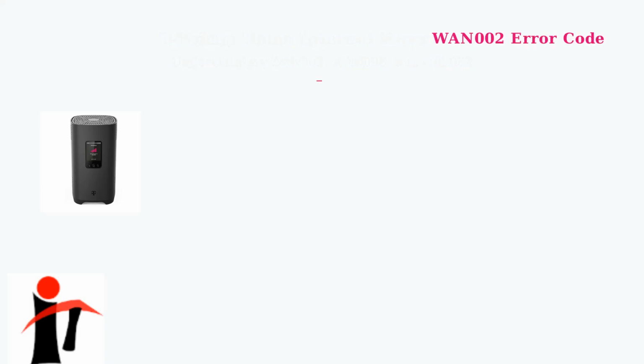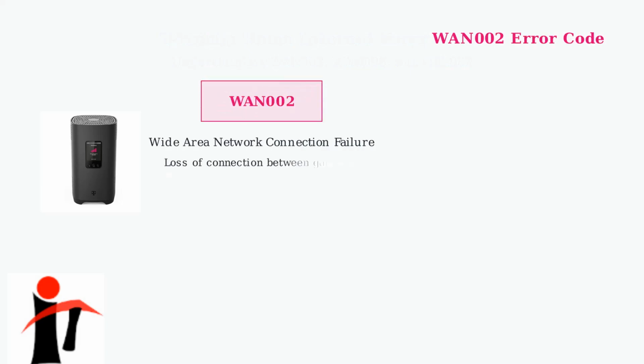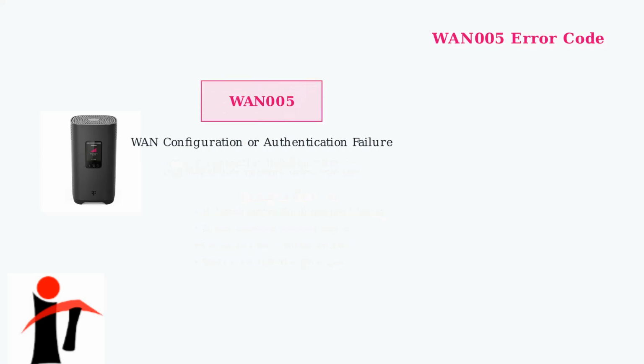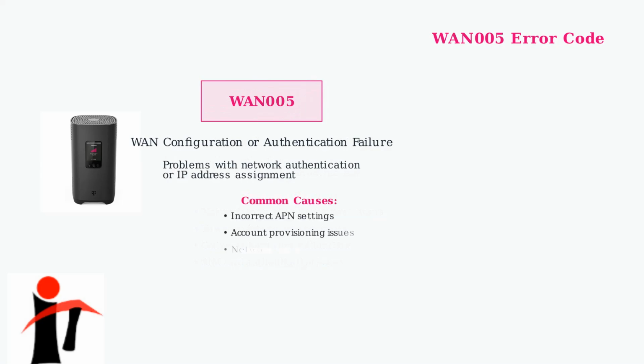The WAN002 error code signifies a wide area network connection failure. This means there's a loss of connection between your gateway device and T-Mobile's network infrastructure. This error can be triggered by network congestion during peak hours, tower maintenance or outages, gateway hardware malfunction, or SIM card authentication issues.